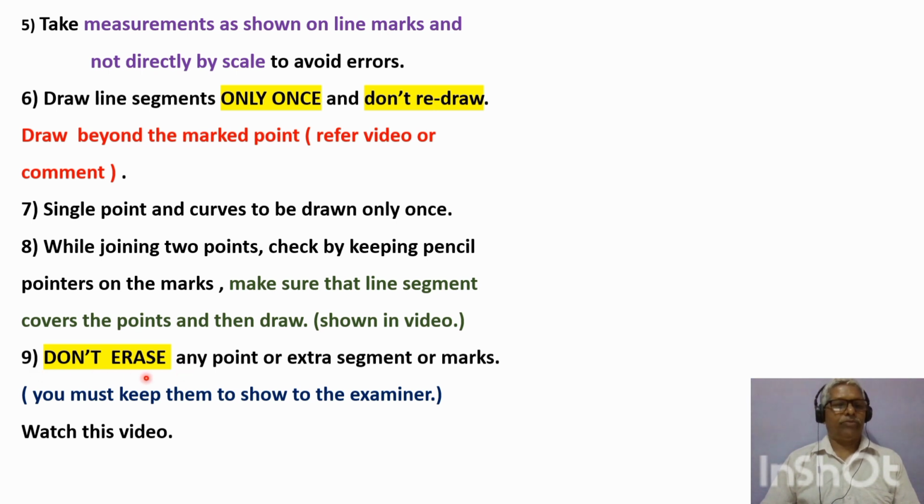Don't erase. Okay, the ninth one is don't erase any point or extra segment or marks. From the point of view of construction, this is very important. You must keep them to show to the examiner. Watch this video. If a mark is there, you are not supposed to erase anything. We will watch the video, and if you still face a difficulty, write to me in the comment section and I will solve it.